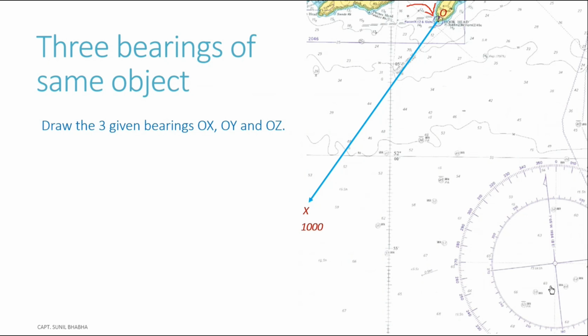Let's plot the second bearing line now. This is the second bearing line on the chart. Let's name it as OY, and this bearing was taken at 1025. Let's plot the third bearing line now. This is the third bearing line on the chart. Let's name it OZ, and this third bearing was obtained at 1100 hours.